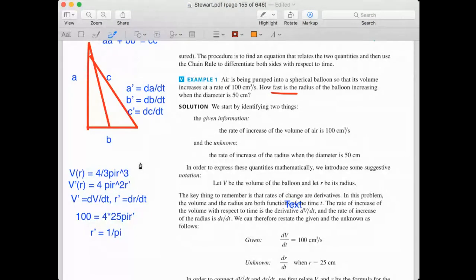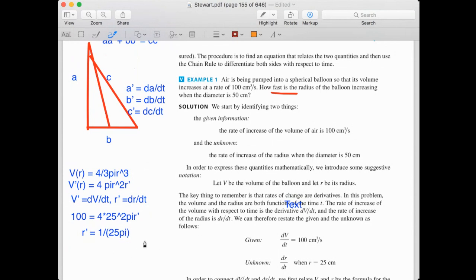Professor, where did that square go on the R? Oh, I forgot. Yeah, 25 squared. I made a mistake. Thank you very much. 25 squared. The square, I ate it. So now we have 1 over 25 pi. Thank you very much. 1 over 25 pi. Good eye.